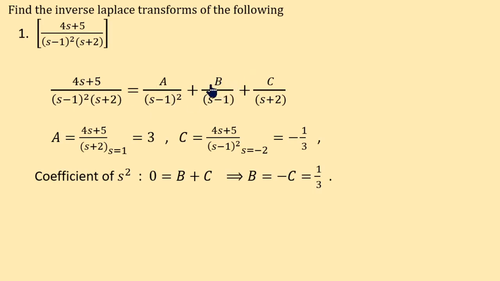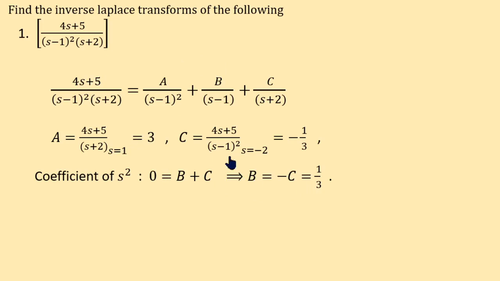So s square into b plus something. Here c into (s minus 1) whole square, s plus 2 cancel, c into (s minus 1) whole square. So s square term is c. The coefficient of s square in the left hand side becomes b plus c. Right hand side in the numerator there is no s square term, because when you multiply throughout by (s minus 1) whole square into (s plus 2), this cancels, only 4s plus 5 remains. Therefore b plus c is 0 and hence b is minus c.